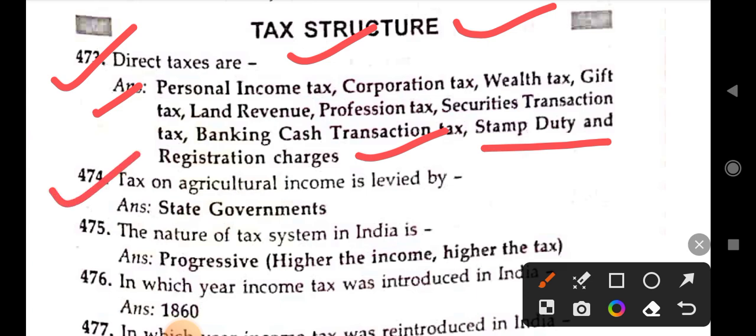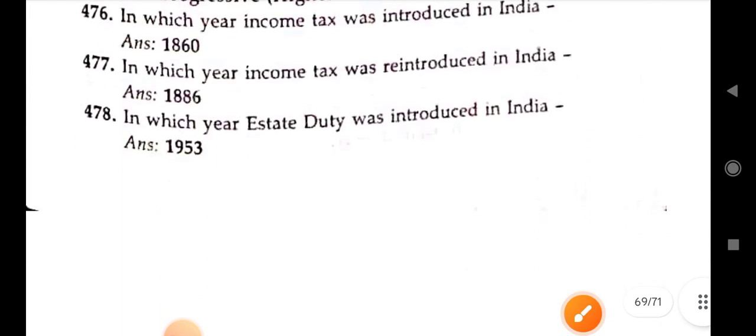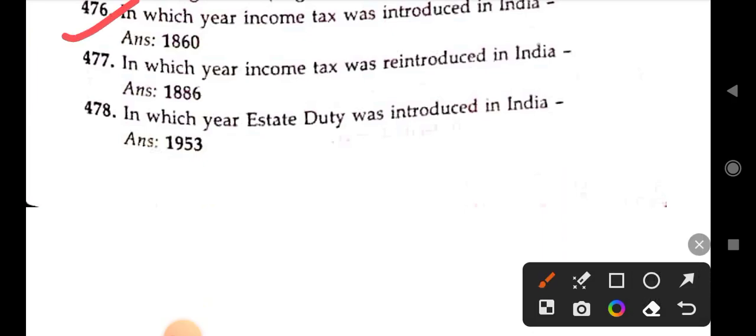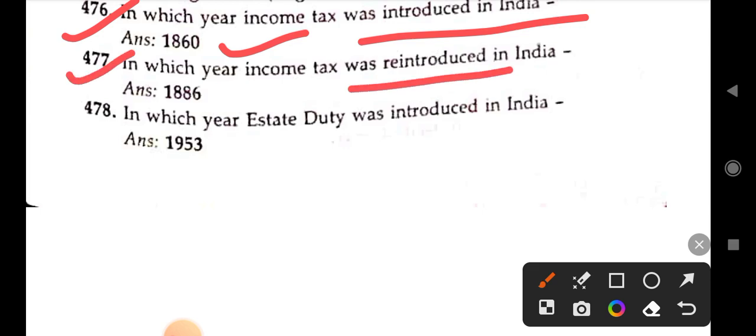Tax on agricultural income is levied by the state government. Next, the nature of the tax system in India is progressive. Higher the income, higher the tax. Next, in which year was income tax introduced in India? 1860.